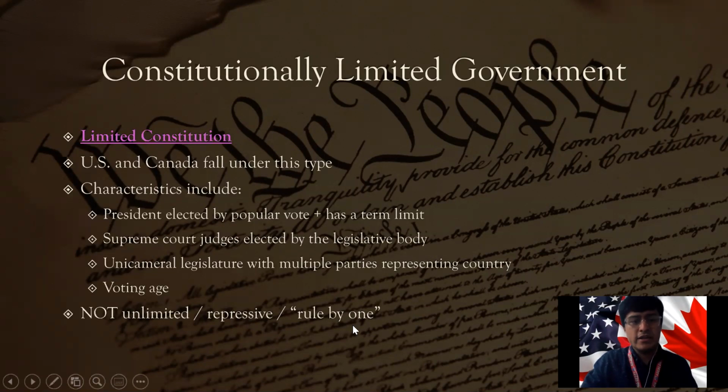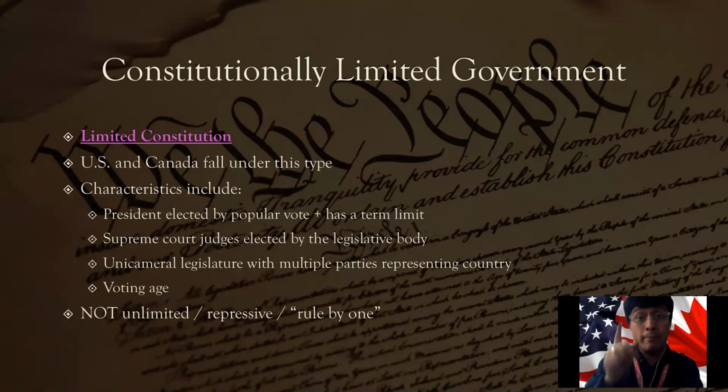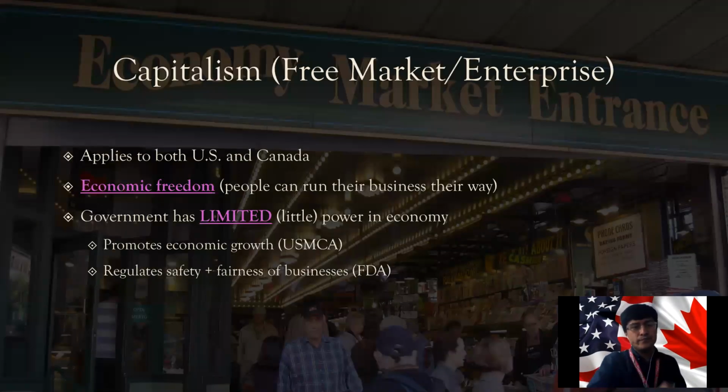All right. So again, it is not an unlimited government. It is not a repressive government. It is not a government where it is ruled by one. All right. It is ruled by many, which we'll be discussing in another slide. All right. So not a dictatorship. It is a constitutionally limited government, and that applies to both the United States and Canada.